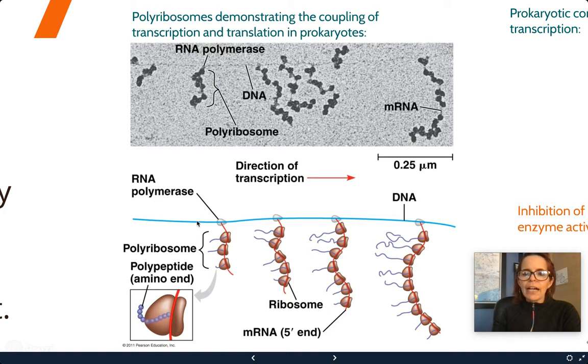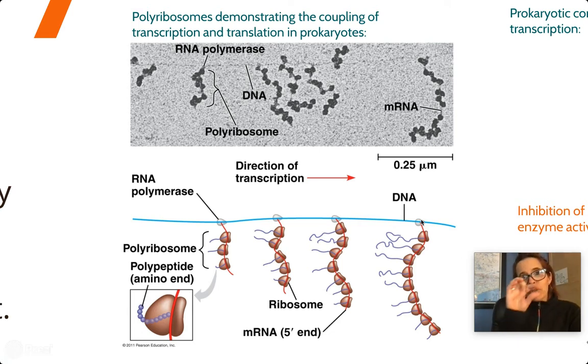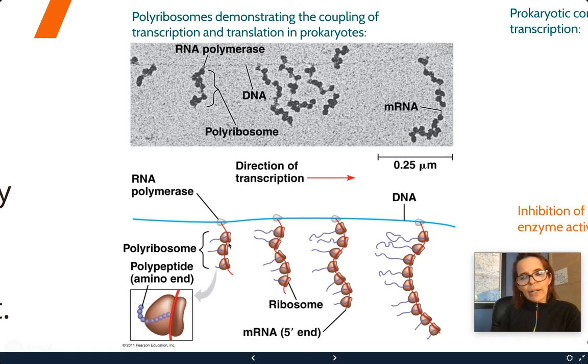This is the prokaryotic DNA. So remember that they have circular chromosomes. So you're not seeing the circle here. Each of these guitar picks, which you're going to see again in just a minute, those are RNA polymerases. They are reading one side of the DNA and making the mRNA, and that's the red ribbon.